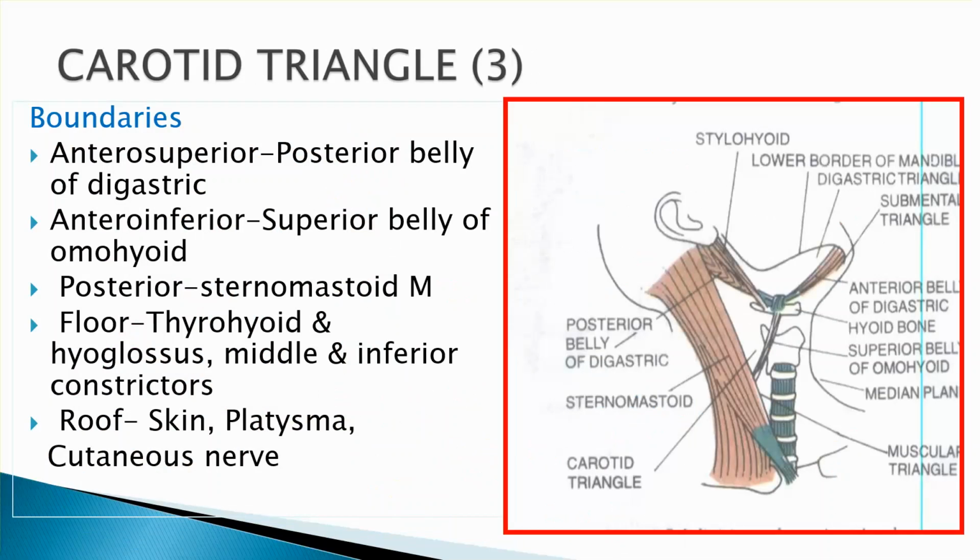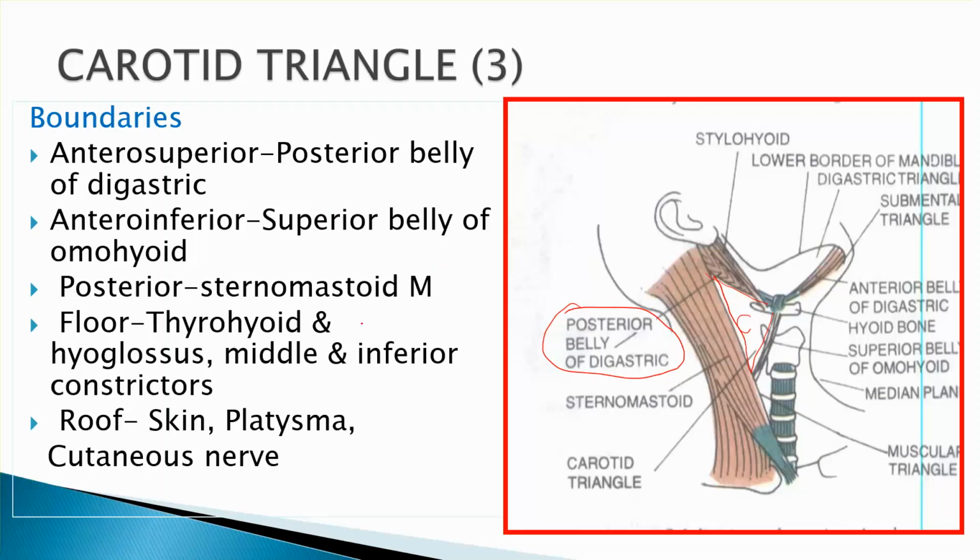Now coming to the carotid triangle. I'll just show you the boundaries quickly over here. So this is the posterior belly of digastric. Posterior belly of digastric will form the anterior superior border. Then the anterior inferior border is by the superior belly of omohyoid. This is the superior belly of omohyoid. And then the posterior border is by the sternomastoid. So this is the carotid triangle.